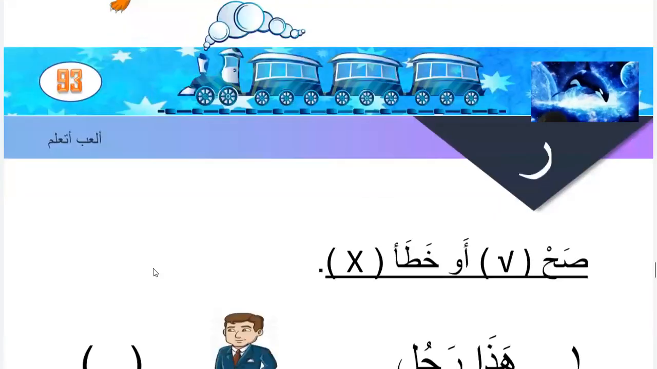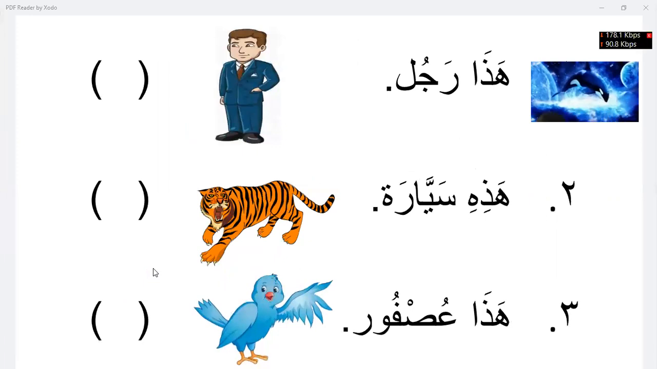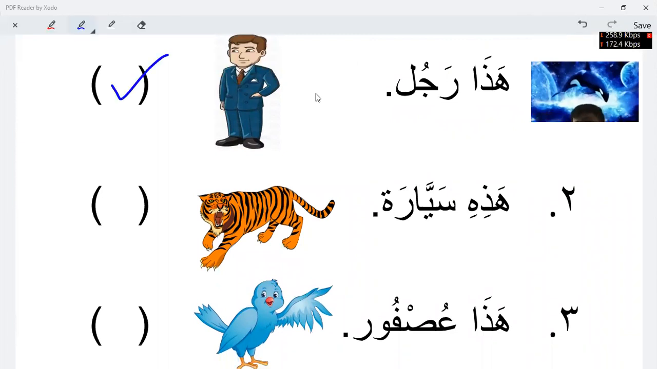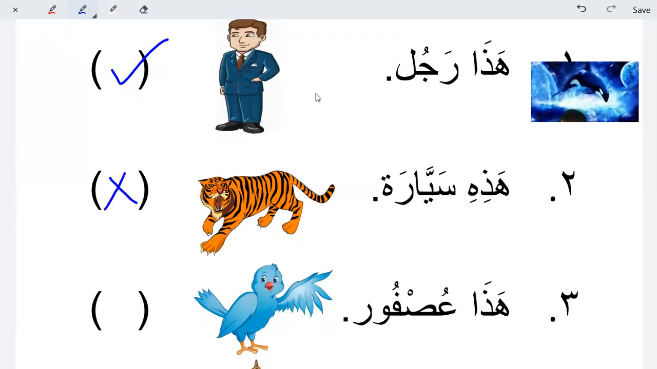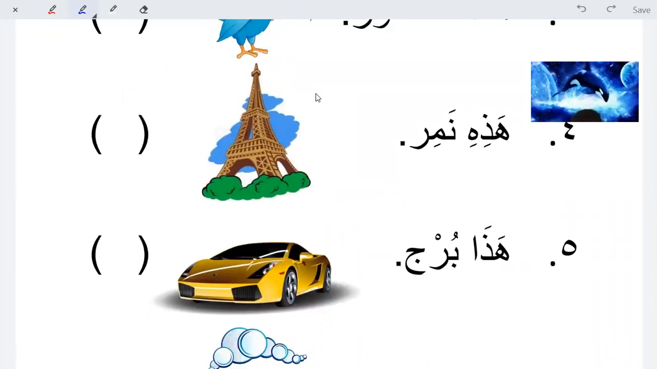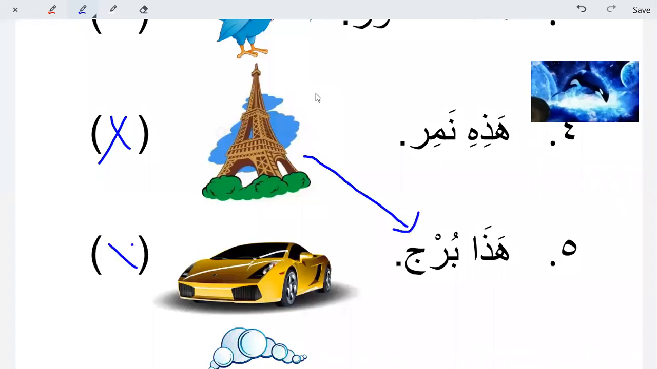Namir. Tiger, good. Sahih aw khata. Sahih. Good. Haza rajul is sahih. Good. Then hazihi sayyara is khata. This is a car, I think. Good. Then haza usfur is sahih. Good. Then hazihi namir is khata. Good. It means this is a tiger. And haza burj is, oh, I don't know burj. Burj is, I think, a tower. That is the Eiffel Tower. Good.